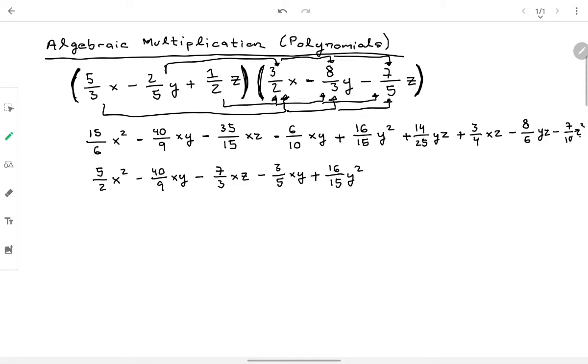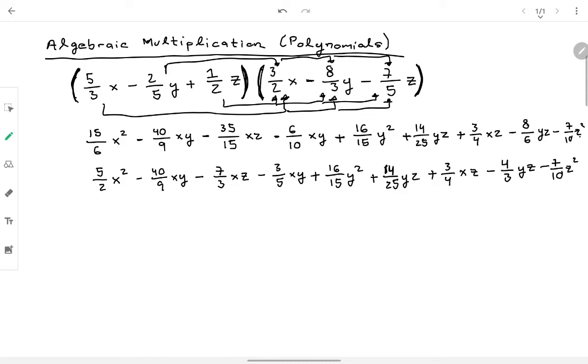The next one cannot get simplified, so it will stay the same. The next one cannot get simplified, 3/4 of xz. And the next one can get simplified, can get divided by 2, 4/3 of yz. And the last one we cannot simplify, so it will be something like this.